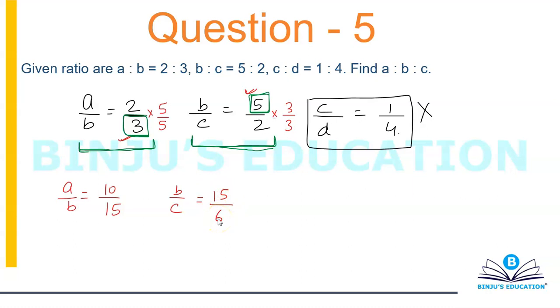When you say a is to b is 10 is to 15, that basically means for every 10 parts of a, you have 15 parts of b. And when you say b by c is 15 is to 6, that means for every 15 parts of b, we have 6 parts of c. So now this makes sense, right? So now you can say that a is to b is to c is 10 is to 15 is to 6, and that will be the answer to this question.